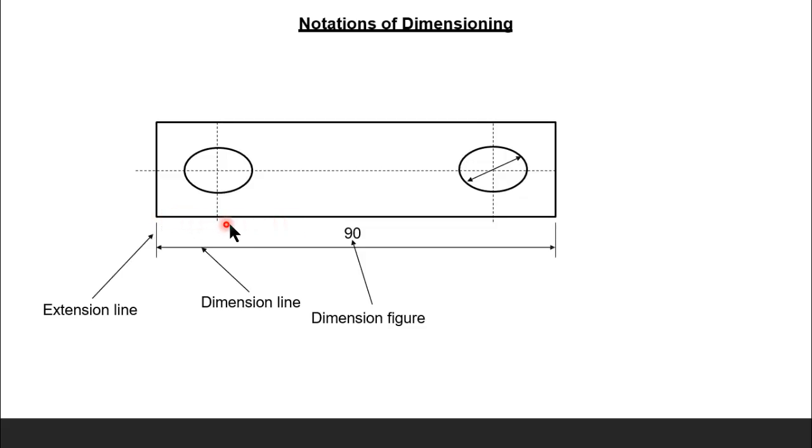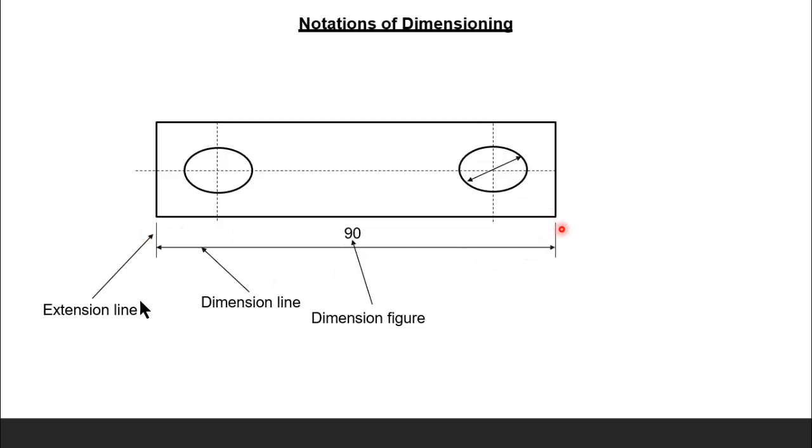So I want to check the entire length of this line. Now, at the end of this line, I need to draw an extension line. The line should be perpendicular to this line, and it should not touch the main object or main drawing. It should have some distance from it, and it should always be drawn perpendicular to it.